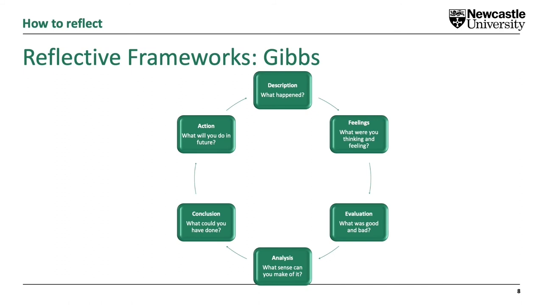Next, you evaluate the experience. What was good and bad about it, or what did you do well or not so well? In the next stage, we're moving on again to more general and abstract thinking, analysing it and making sense of it. Why did it happen that way? You're then asked to draw conclusions about the whole incident. What could you have done differently, for example? Or, if it worked, what might you do again? And to round it off, we again look to the future with an action plan. If this or a similar situation arose again, what would you do?